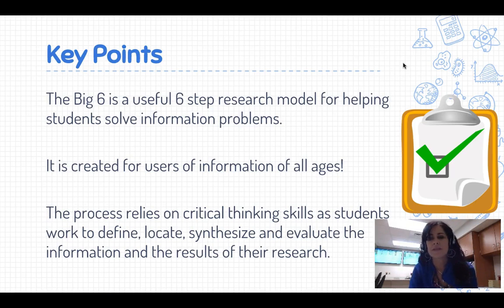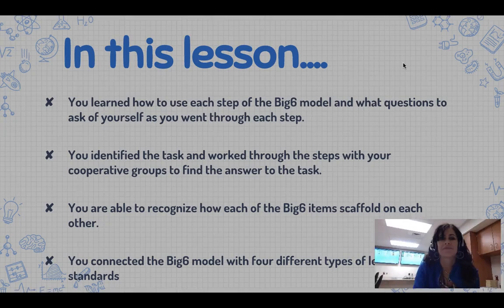So some of the key points that are important to remember is the Big 6 is a useful 6-step research model for helping students solve information problems. And it's created for users of information of all ages, so that's a good thing, right? So it doesn't matter how old or young you are, you can always find the information you need and follow this 6 step model to get there. The process relies on critical thinking skills as you try to locate and synthesize and evaluate the information and the results of your research.